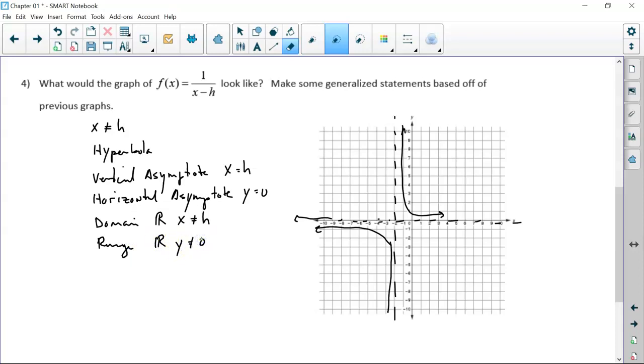We'll see some other variations of these hyperbolas as we go through this year, but this is some generalization based on this equation where it's 1 over the quantity of x minus h.